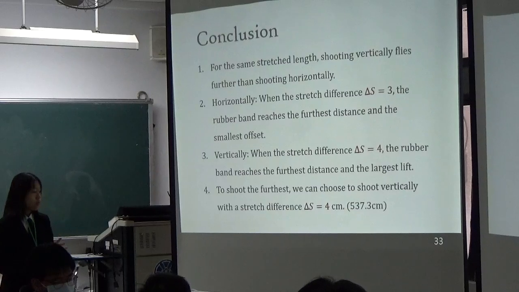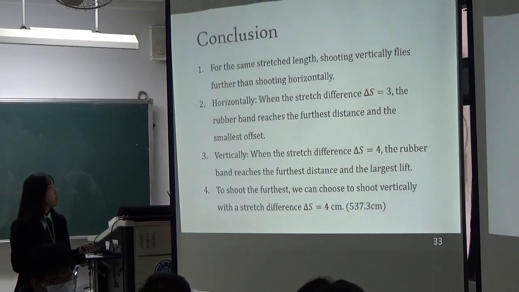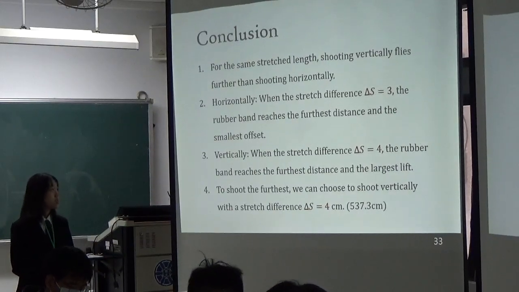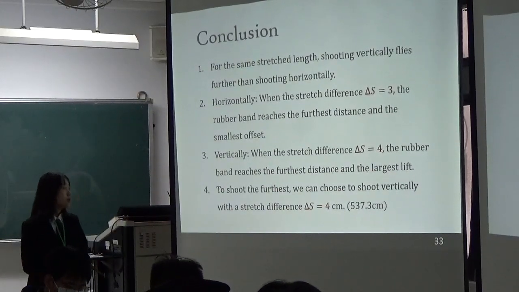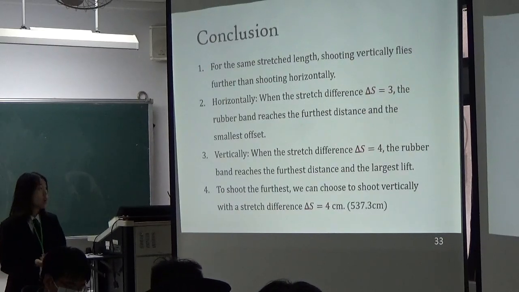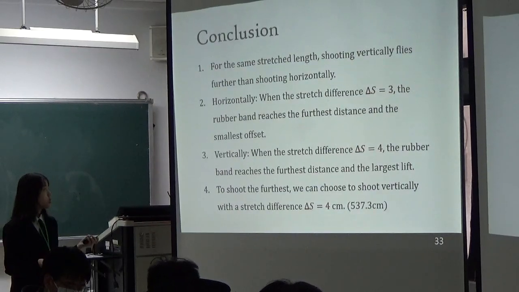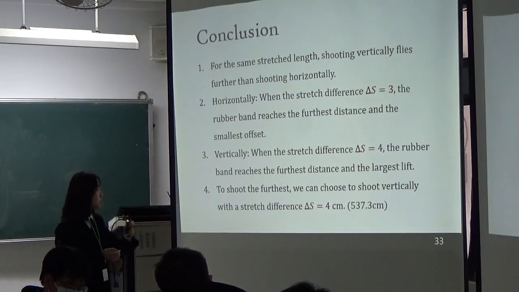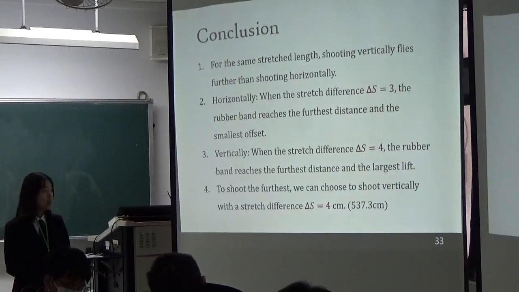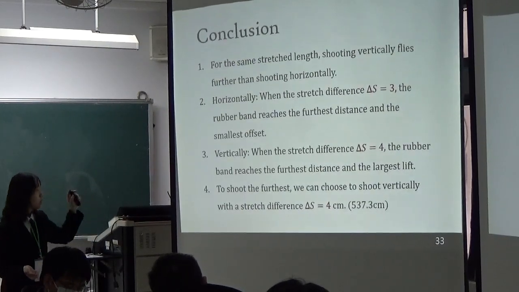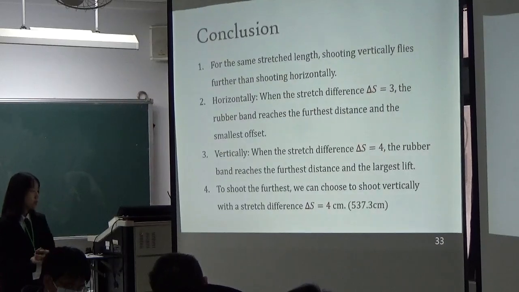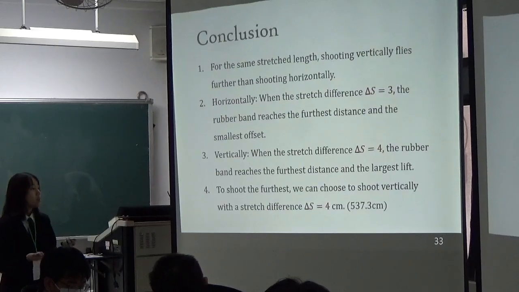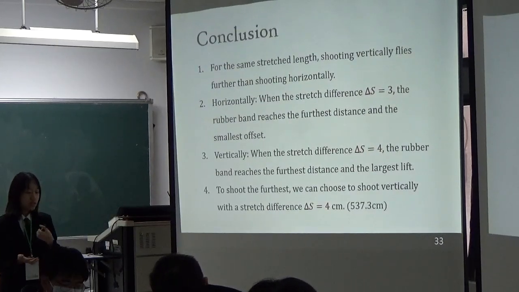In experiment 1, we can see that when the rubber band is shot horizontally with a stretch difference of 3 centimeters, the rubber band reaches the furthest distance at the smallest offset angle. When the rubber band is shot vertically, with a stretch difference of 4 centimeters, it reaches the furthest distance and also the largest lift height. So to shoot the furthest, we can choose to shoot the rubber band vertically with a stretch difference of 4 centimeters in this experiment.